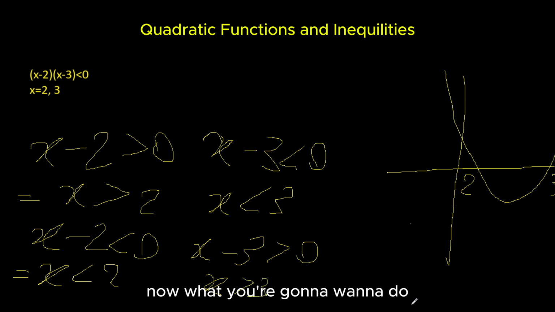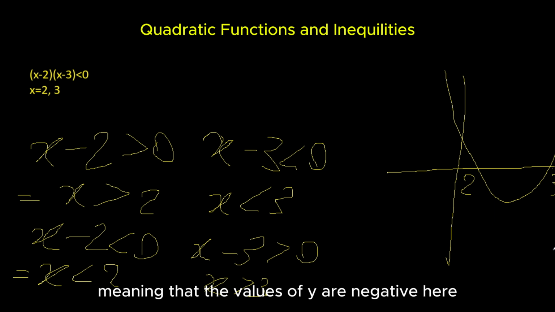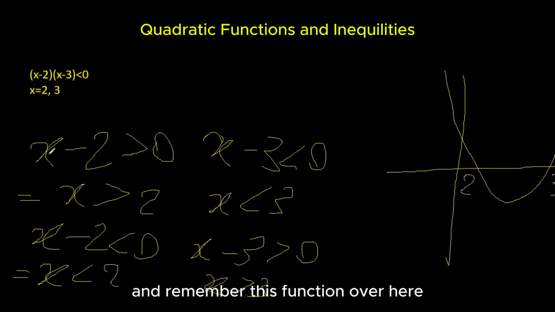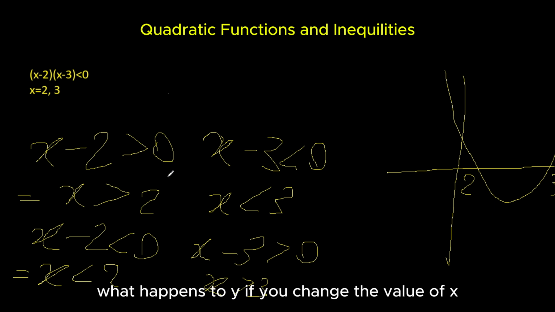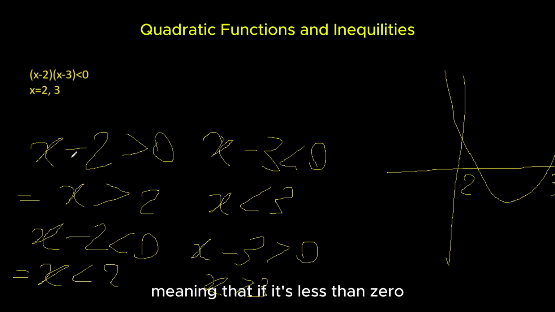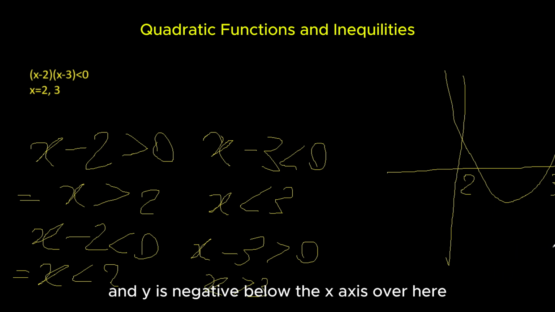Now what you're gonna wanna do is find the values for x in between this, because over here the values of x dip below the x-axis, meaning that the values of y are negative here. And remember, this function over here, x minus 2 times x minus 3, represents the value of y. What happens to y if you change the value of x? Meaning that if it's less than 0, then that means the value of y is less than 0, meaning that y needs to be negative, and y is negative below the x-axis over here.